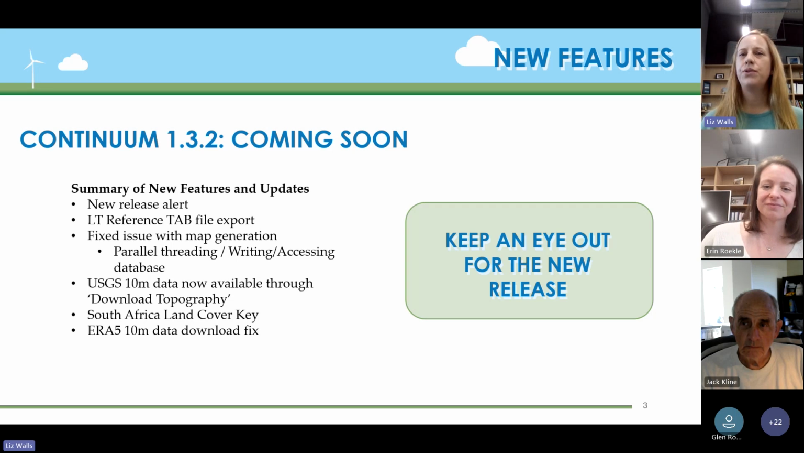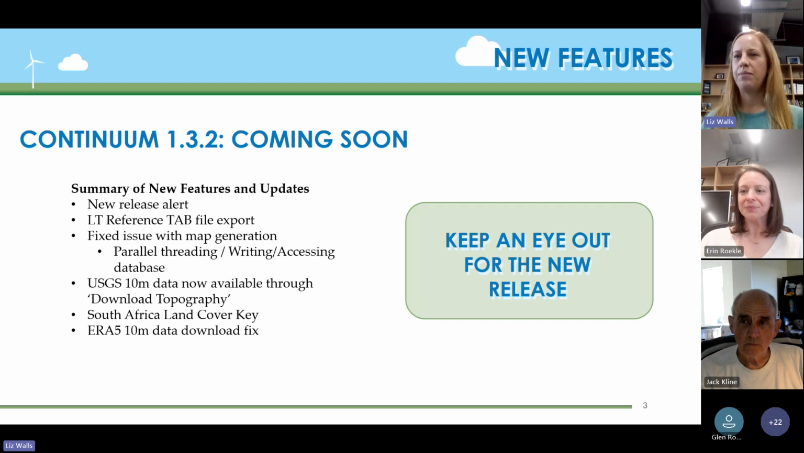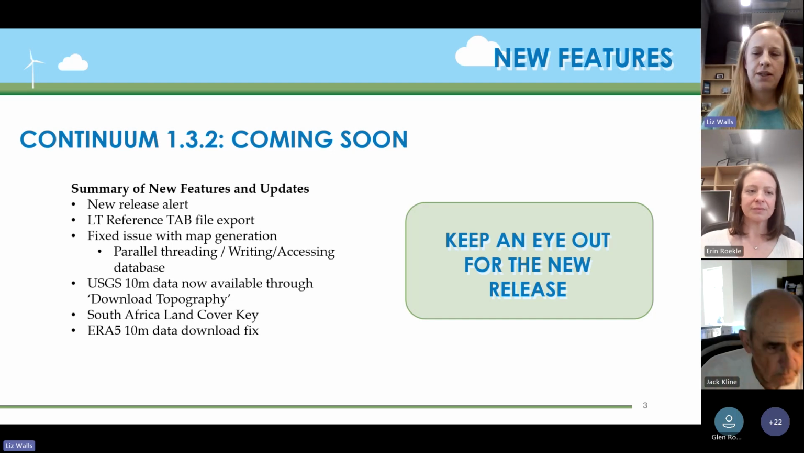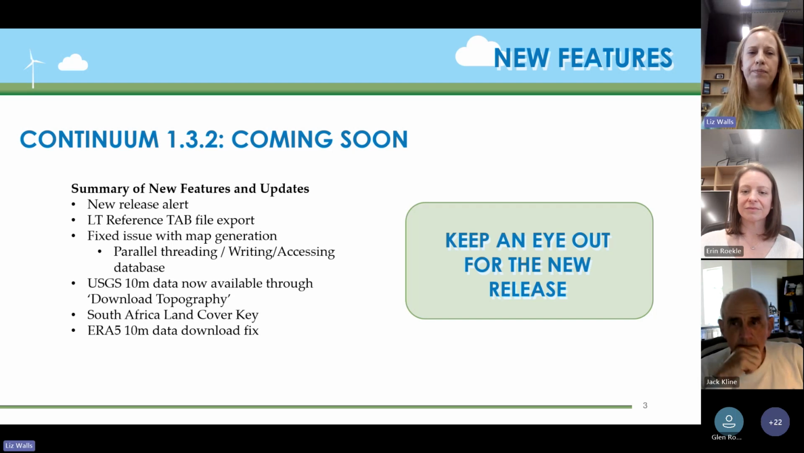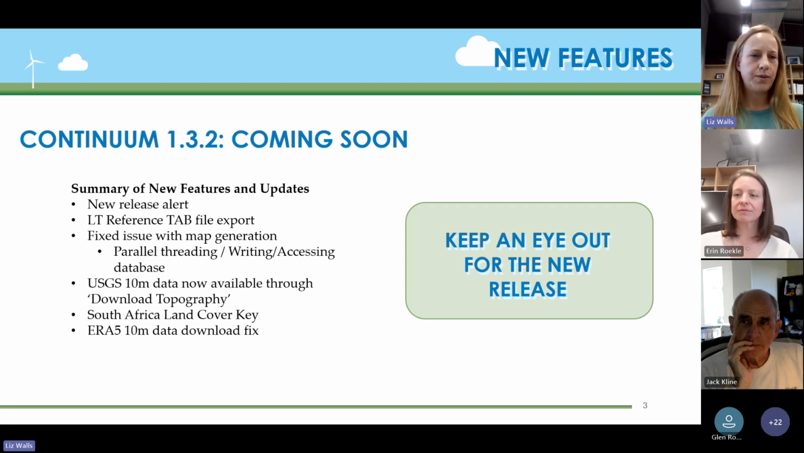So as Erin mentioned, we have a new version of Continuum that is in the works. I was hoping to have it ready for today's town hall, but didn't quite get there. But at the very least, I wanted to give you a preview of some of the new features and updates that will be available in this next release. So first of all, one thing that we'll be adding is a new release update. In this next version of Continuum, if there is a new release available, when you open the software, a little text box will appear and let you know there's a new release available that you can download and install. So a more efficient way to communicate the new releases to our users.